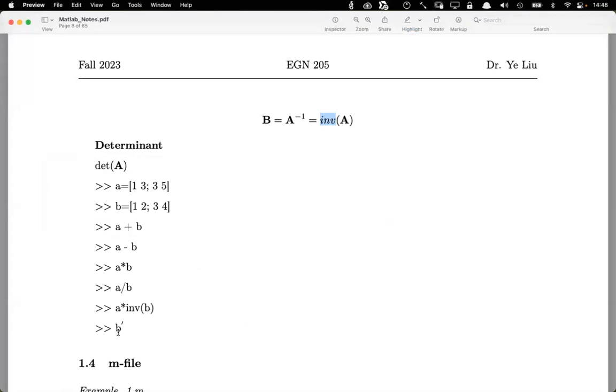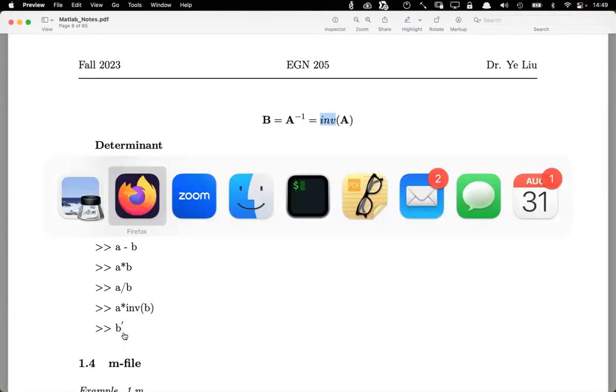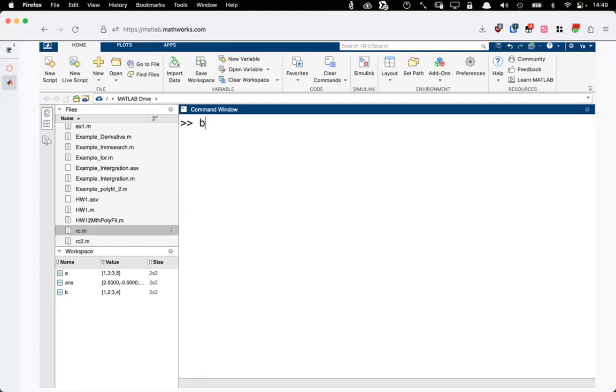So exactly the same. A divided by B equals A times the inverse of B. Then the last one, transpose. B prime, the original B prime. So 1, 2 in a row, then 1, 2 in a column. 3, 4 in a row, 3, 4 in a column. So just like rotating by 90 degrees. Okay, so this is week 2.